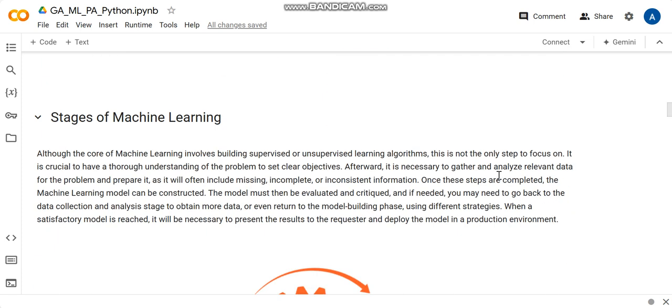Stages of machine learning. Machine learning involves several steps: problem understanding, defining a clear objective; data collection and preparation, ensuring data quality, which often involves handling missing and inconsistent information; model building, creating and testing models to find optimal solutions; evaluation, critiquing model performance and iterating on data and model parameters as needed; and deployment, presenting results and implementing the model in a production environment.